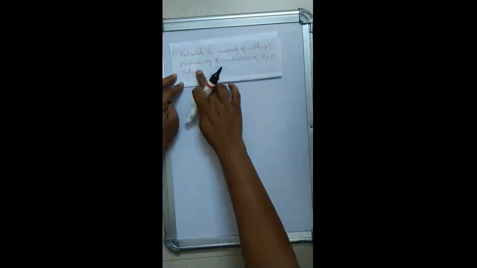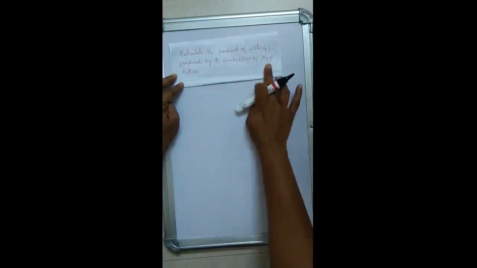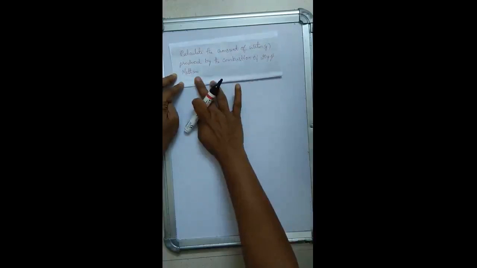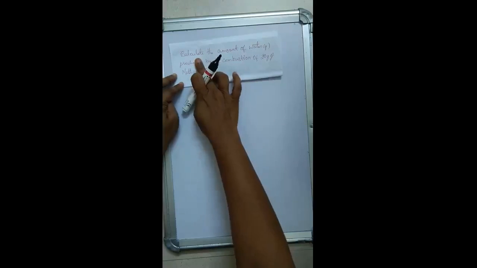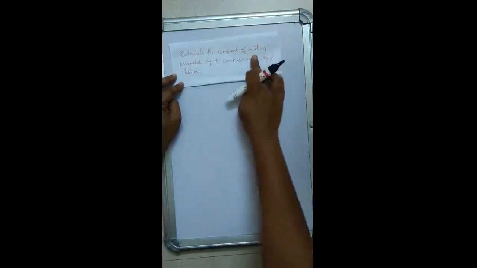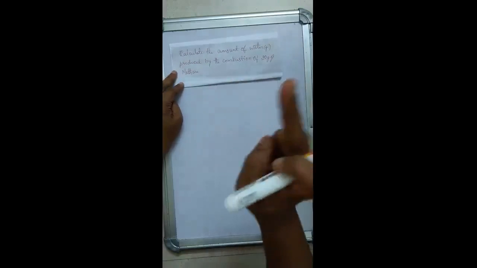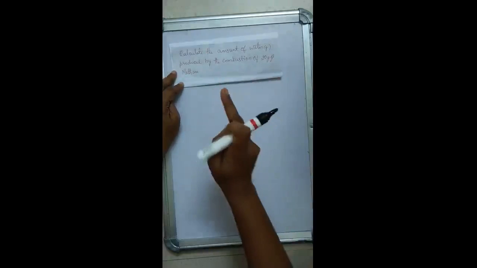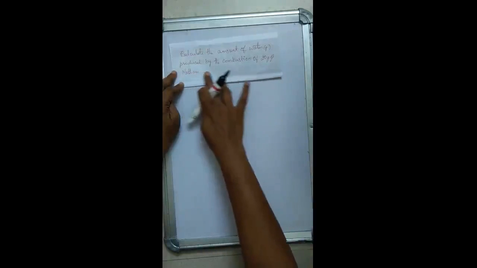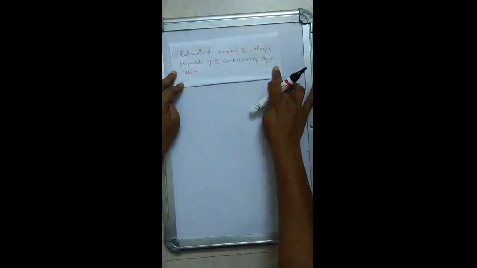Gaseous state, produced by the combustion of 20 gram of methane. So what question is asked? Calculate the amount of water. The amount of water is asked to calculate, with the help of water produced by the combustion of methane.